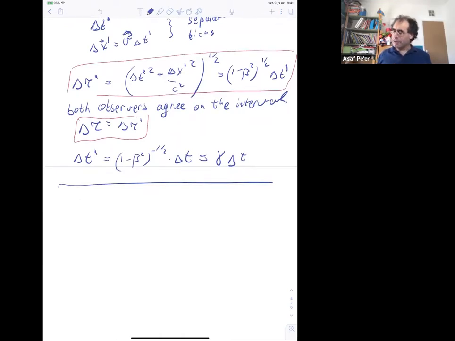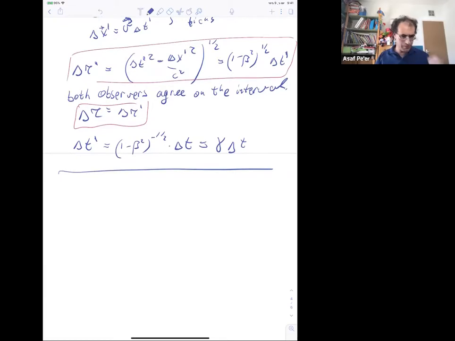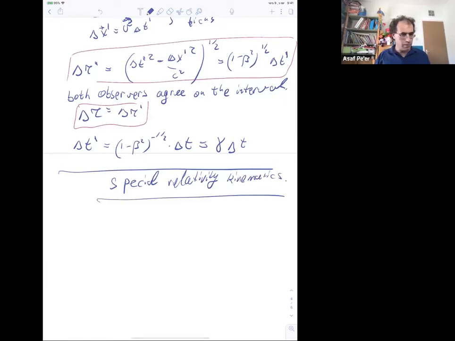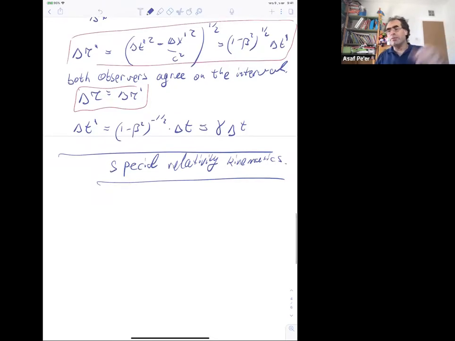Okay, so what I really was aiming at is to get into the kinematics, special relativity kinematics, because this is something we're going to use all the time in the particle course. So special relativity kinematics. Okay, so we want to describe the motion of a particle in space-time.